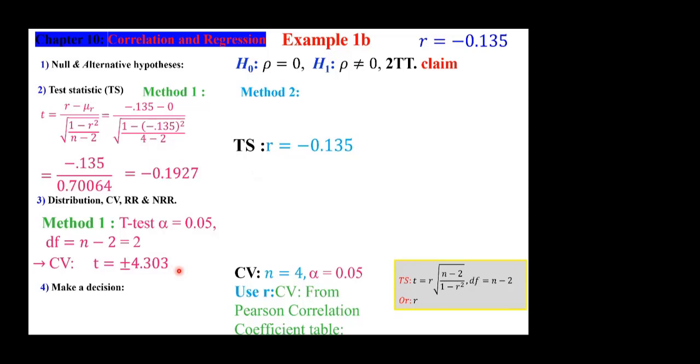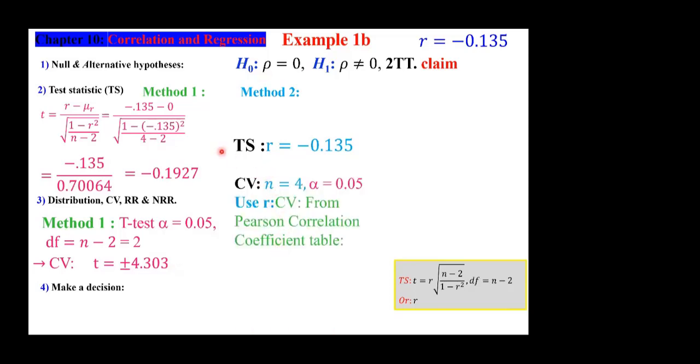As for the second methodology, we already have the test statistic. The critical value comes from a table, the Pearson correlation coefficient table, with n equals 4 and alpha equals 0.05. The critical value is plus minus 0.950. Again, I will show you on the next page.